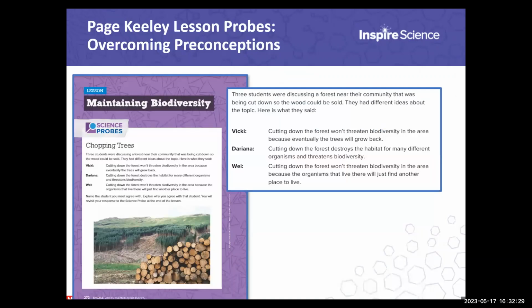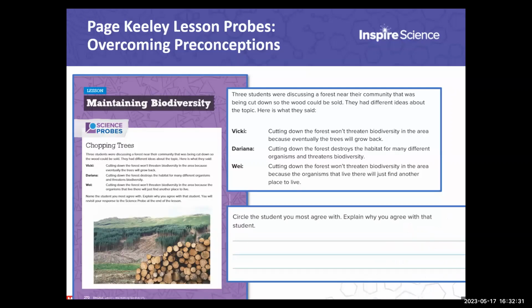Here we start with a probe as well. This is on trees being cut down in a neighborhood, and three different students have three different ideas of what effect that would have on the ecosystem. Again, remember with the probes, every student gets a voice.